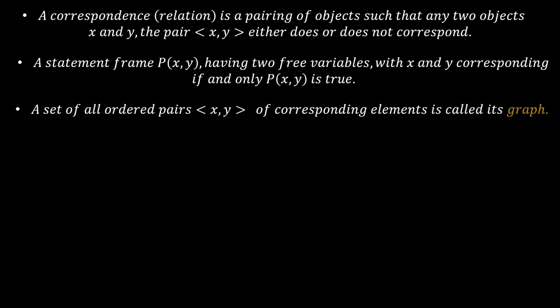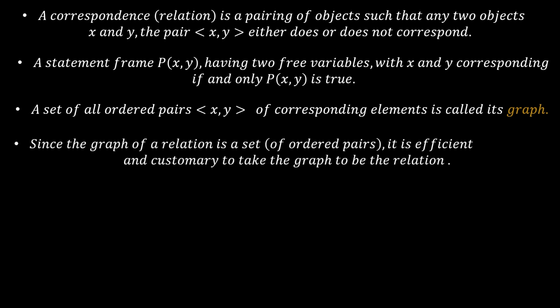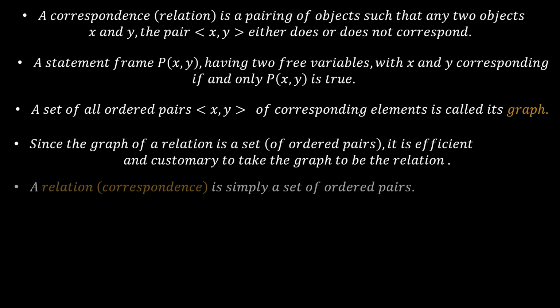Now another thing we're going to say is that the set of all ordered pairs (x, y) of corresponding elements is called its graph, and we know what graphs are in elementary mathematics. So a collection of the x and y ordered pairs is called its graph. Since the graph of a relation is a set of ordered pairs, it is efficient and customary to take the graph to be the relation, right?